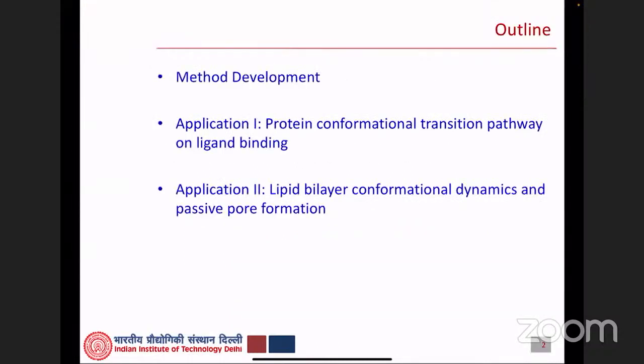So I covered the outline. So that's what I mentioned. I'll first start my talk with a little bit of method development details, and then talk about these two applications.